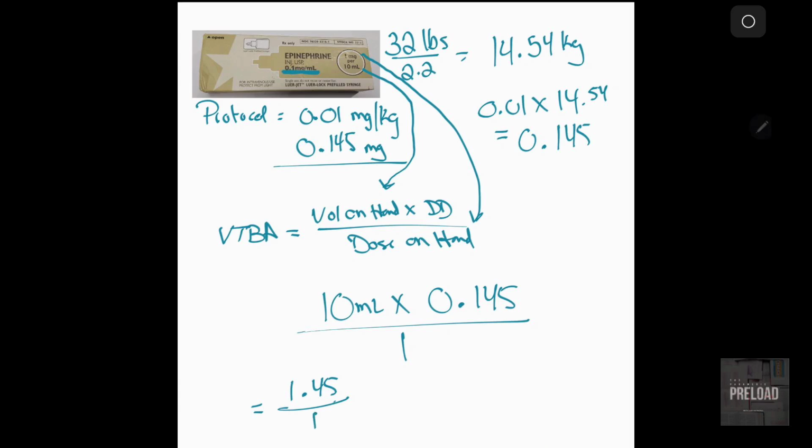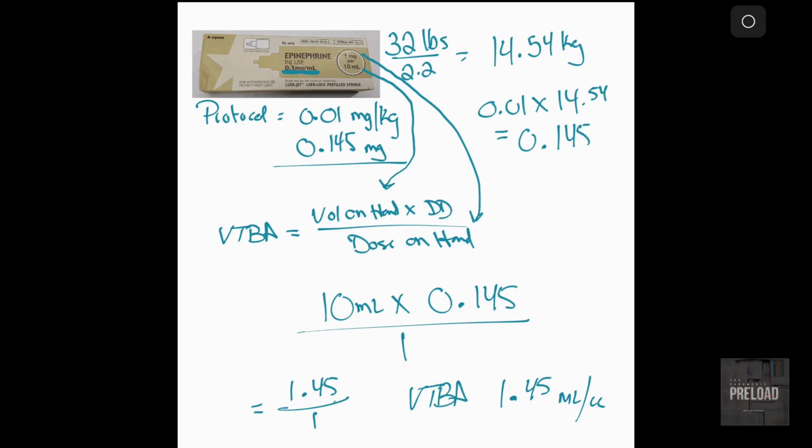Well, anything divided by 1 is going to be the same, right? So you can put that in your calculator if you want, but in reality, anything divided by 1 is going to be the same. So in total, volume to be administered is going to equal 1.45. And remember, it's volume, so it's going to be either cc's or mLs. So out of this preload, if you give 1.45 mLs or cc's, then you are going to get your desired dose, which would be 0.145 milligrams for your 32 pound or 14.54 kilogram patient.